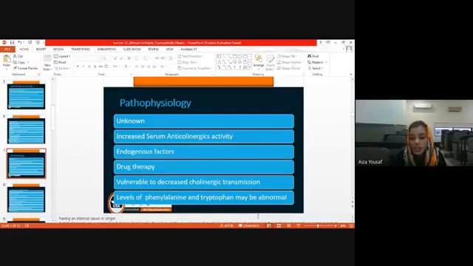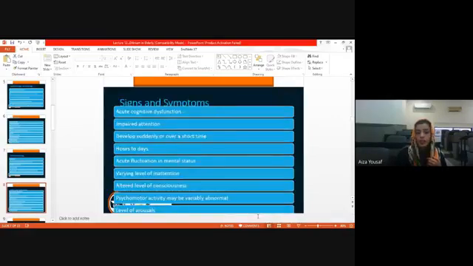Then levels of phenylalanine and tryptophan may be abnormal. Phenylalanine and tryptophan are essential amino acids in our body, which are responsible for making protein. When their levels are abnormal, the patient may suffer from delirium. So any type of imbalance in amino acids, serum electrolytes, transmitters, or some metabolites may cause delirium.